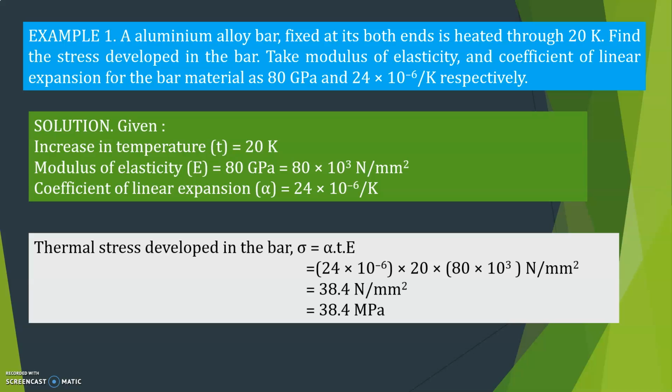You know the formula. How can you calculate thermal stress developed in the bar? Stress is equal to alpha into T into E. Direct substitution. So what is alpha? Alpha is 24 into 10 raised to minus 6, into T, temperature is 20, into E, E is 80 into 10 raised to 3. So you get 38.4 Newton per millimeter square or 38.4 MPa. Very simple example. You just have to use the formula.